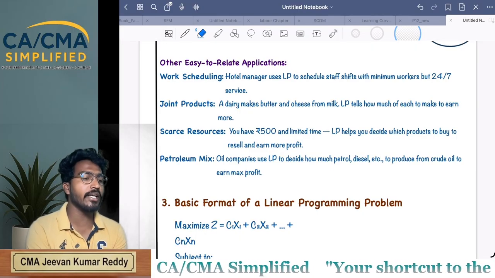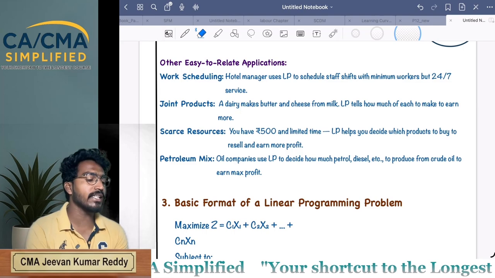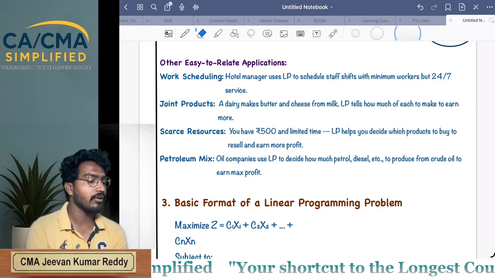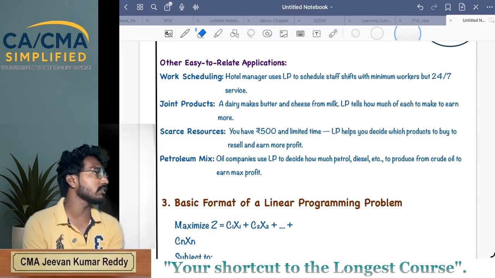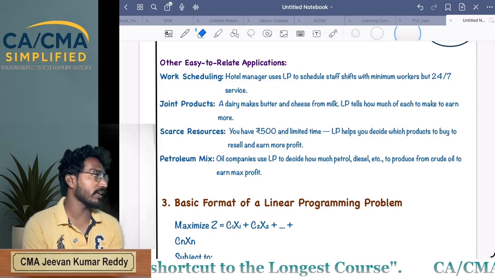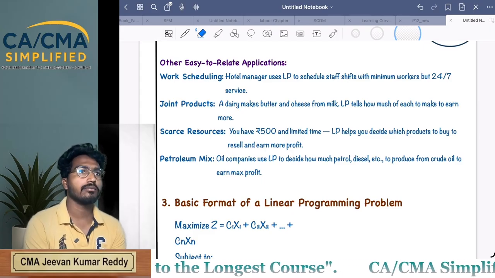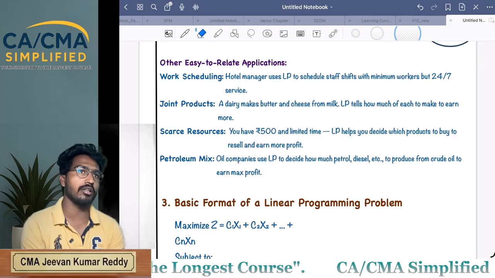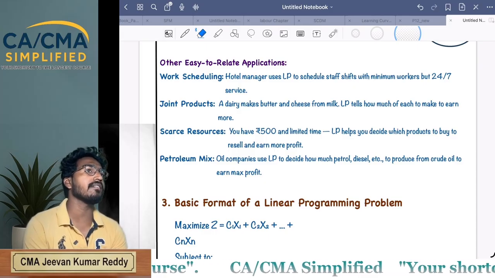Other easy to relate applications: work scheduling. A hotel manager uses LP to schedule shifts with minimum workers for 24/7 service. What will the hotel manager do with a minimum number of workers? He will run the hotel 24/7. He will allot time slots to each and every worker for the entire 24/7 time.